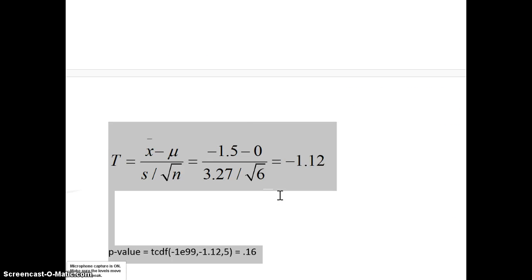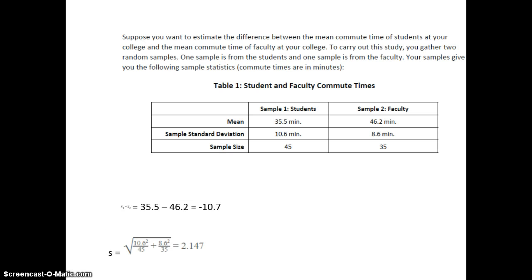So let's look at an example here. In this first example, suppose you want to estimate the difference between the mean commute time of students at your college and the mean commute time of faculty at your college. To carry out this study, you gather two random samples. One sample is from the students and the other sample is from the faculty. This is independent data. Your samples give you the following sample statistics.